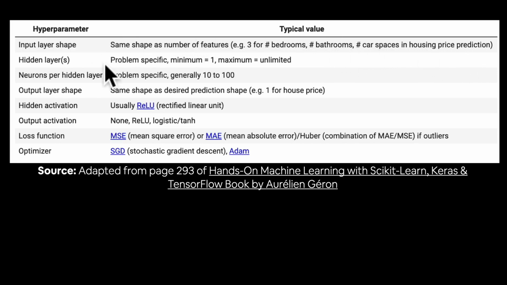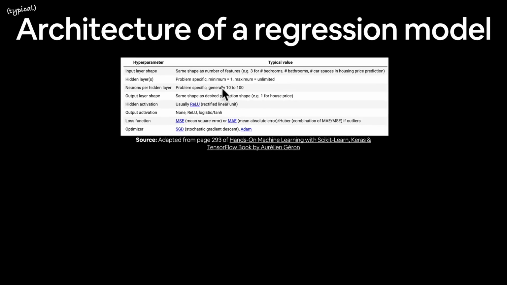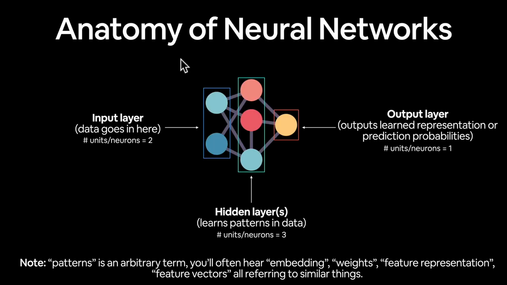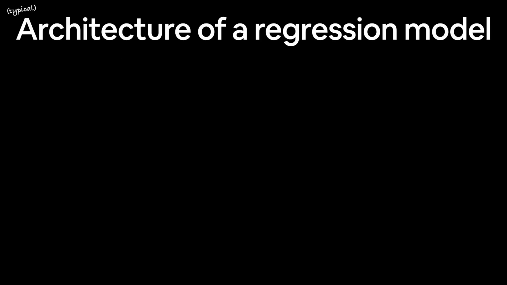Hidden layers, the value you have here is very problem specific. The minimum is 1, the maximum is unlimited. Again, the neurons per hidden layer is going to be problem specific again. So if we come back to our anatomy of neural networks, this has 3 hidden neurons. So not only can you customize how many of these layers you have, you can customize how many of these little circles here, also referred to as neurons. So you could have 100 neurons here times 100 layers, and that would be a very deep model.